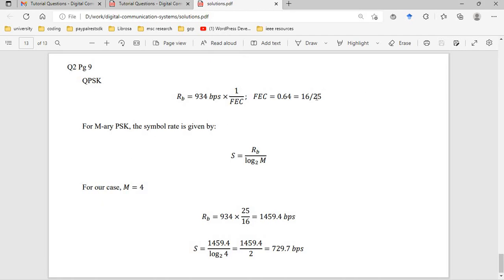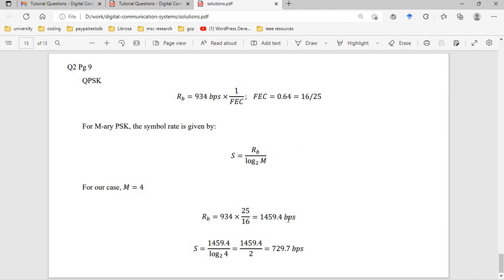In this case 0.64, which is 16/25. Then secondly, for M-ary PSK, the symbol rate is always given by the bit rate divided by log to base 2 of M. If it's 4-ary, like in our case, then M is equal to 4, and log to base 2 of 4 is 2. So the bit rate is 934 times 25/16, which is the inverse of this. And our actual bit rate then becomes 1459.